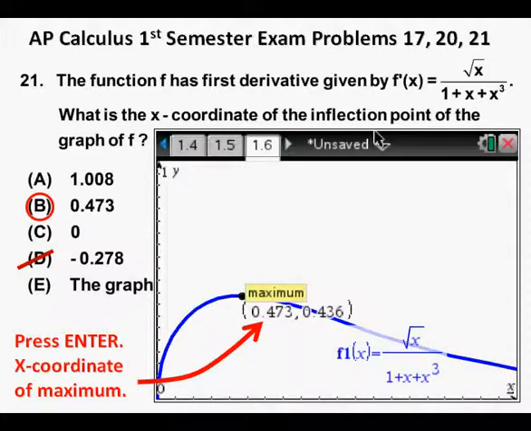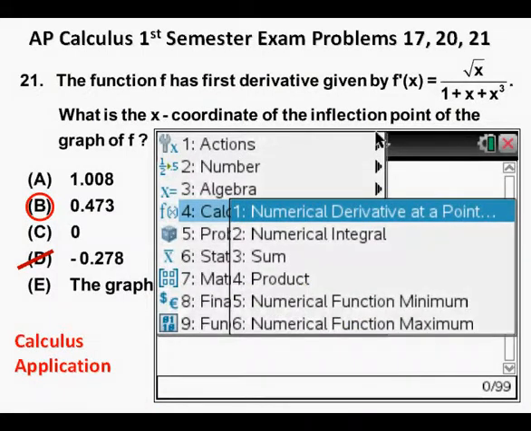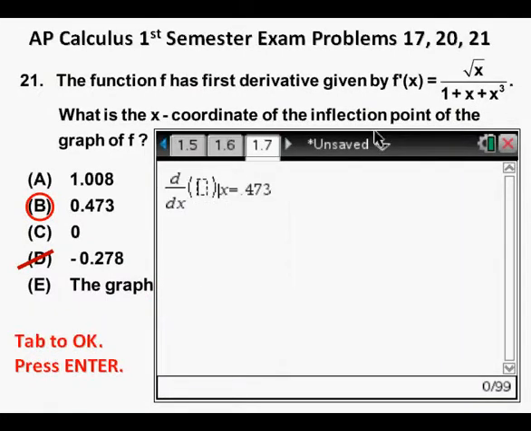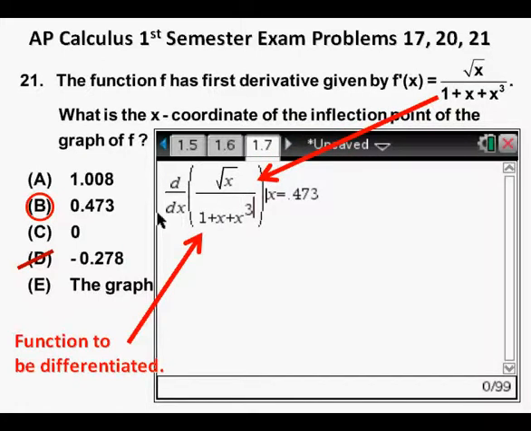And I did mention that there's another way I know of to do this as well. It's going to go back to the calculus application. We'll go to numerical derivative at a point, and we'll choose for a point to evaluate answer B, 0.473. Now we tab down to OK and press enter. Next, we'll enter what we need to differentiate here right after the d/dx. Now here is the function entered.